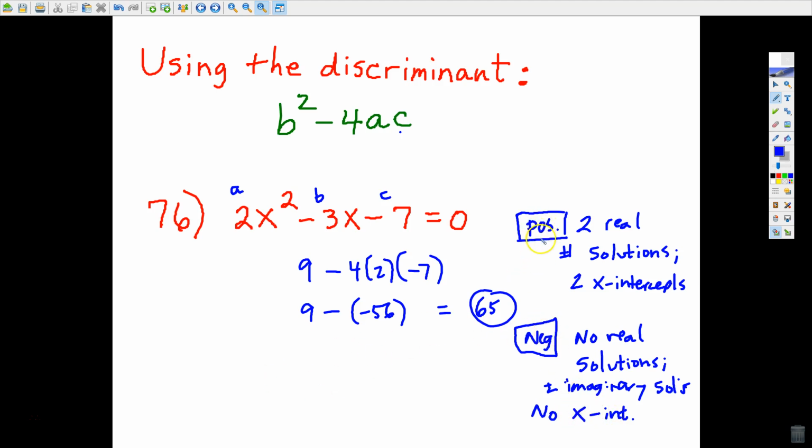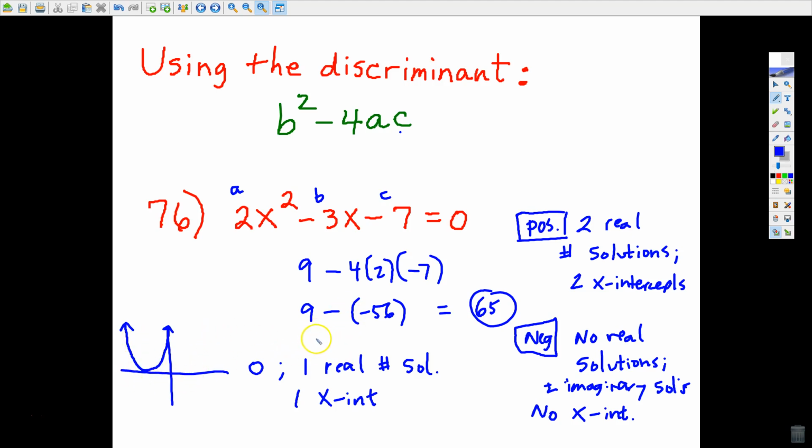All right, well, the only possibility, the third possibility, is that the discriminant is 0. So if the discriminant is 0, that means we have one real number solution. And we therefore have one x-intercept. When the parabola is graphed, if the discriminant is 0, the only way to have one x-intercept is if it's the vertex that sits on the x-axis. It would be a parabola where the vertex is the only part of the parabola that's touching the x-axis.